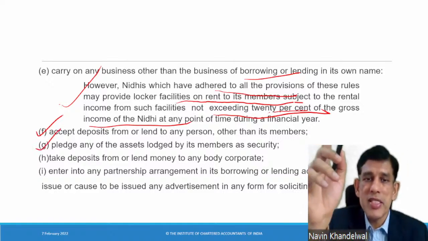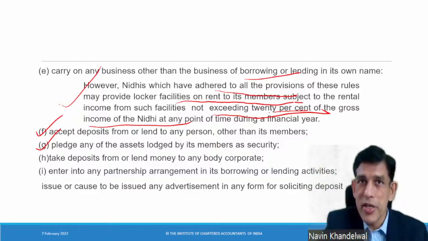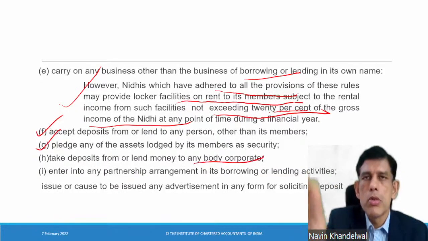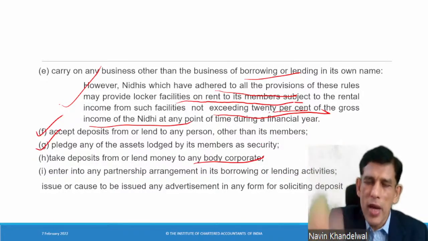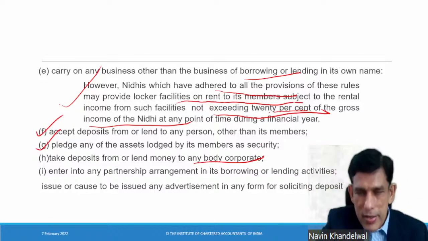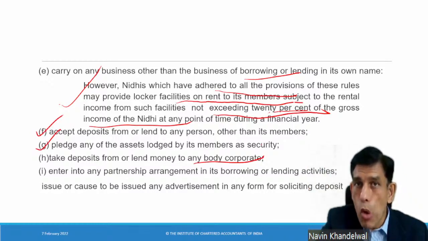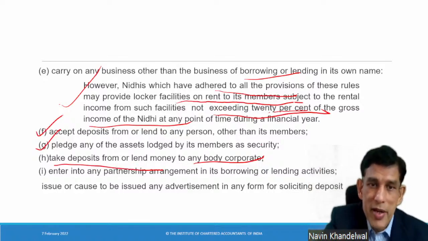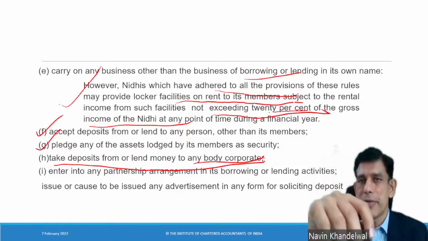They cannot pledge any of the assets lodged by its members as security. No, you cannot pledge it as a security for taking further loan from somewhere else. Not at all allowed. It is very clear that you have to take only deposits from the member. Then why are they repeating it, take deposits from or lend money to any body corporate? Because can a body corporate be a member of a Nidhi company? The answer is no. Because it is said that they cannot take deposits or lend money to any body corporate. That is why this provision is there.